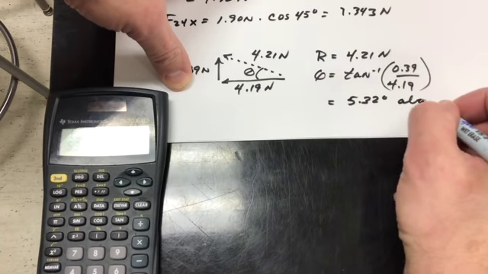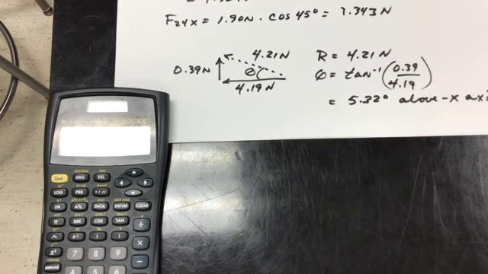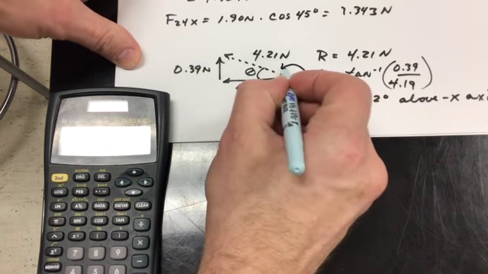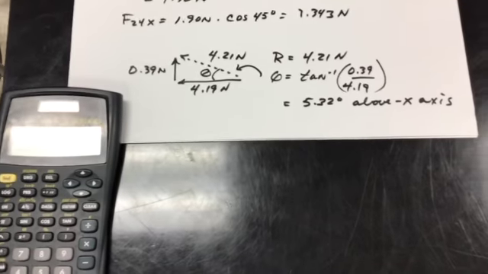Let's see, we'd say maybe above the negative x axis. Well, could you say north of west? I suppose you could. Could you make it relative to the positive x-axis? Sure you could. 174.6 degrees, right? So if we went all the way around here, that would be measured from that position. Okay?